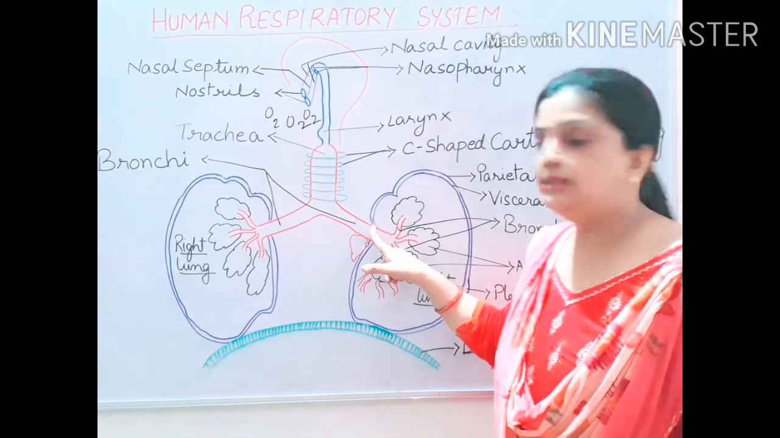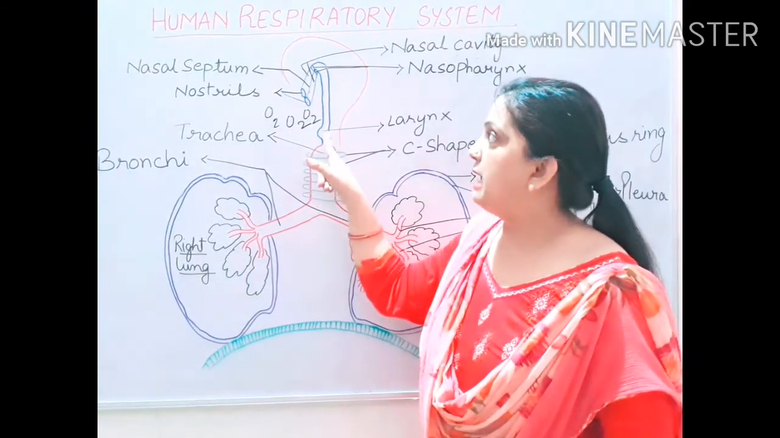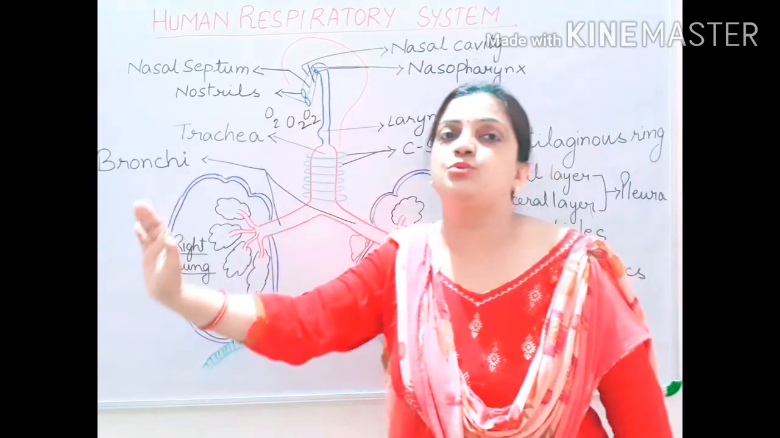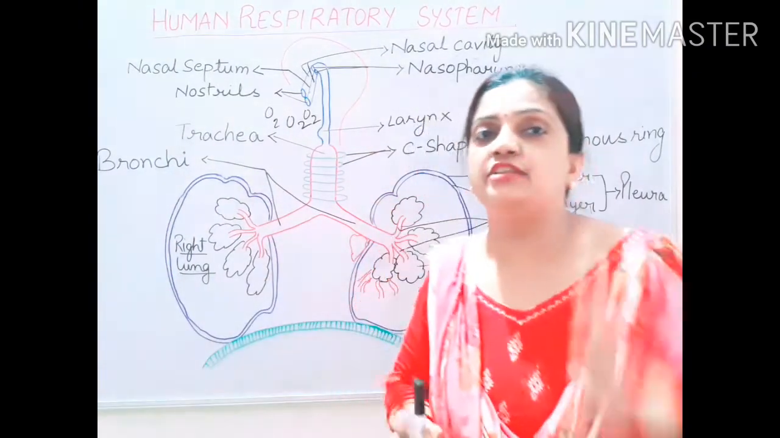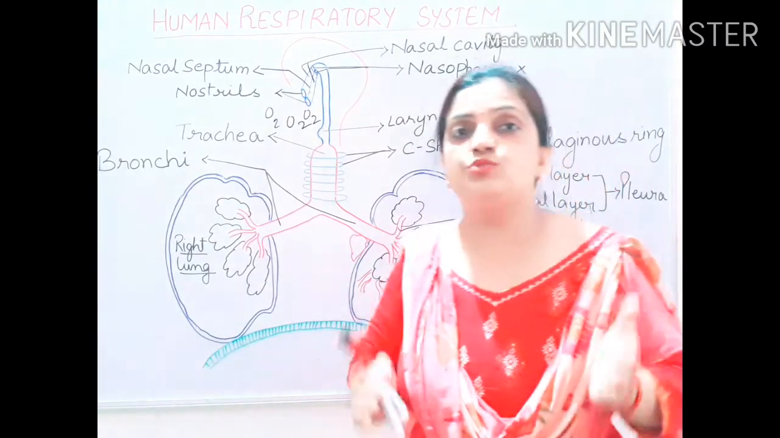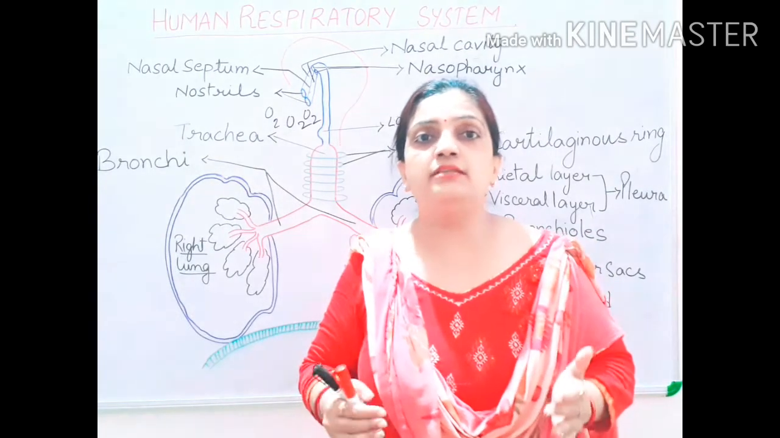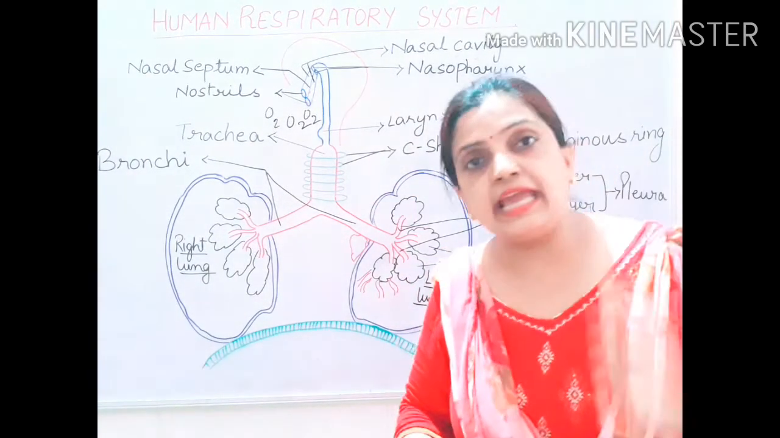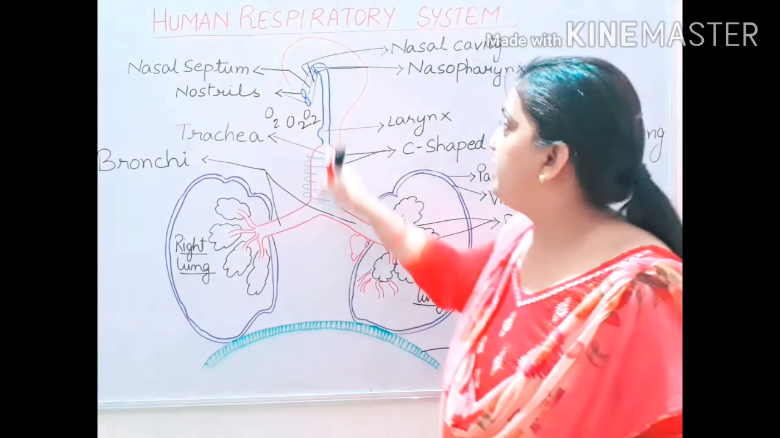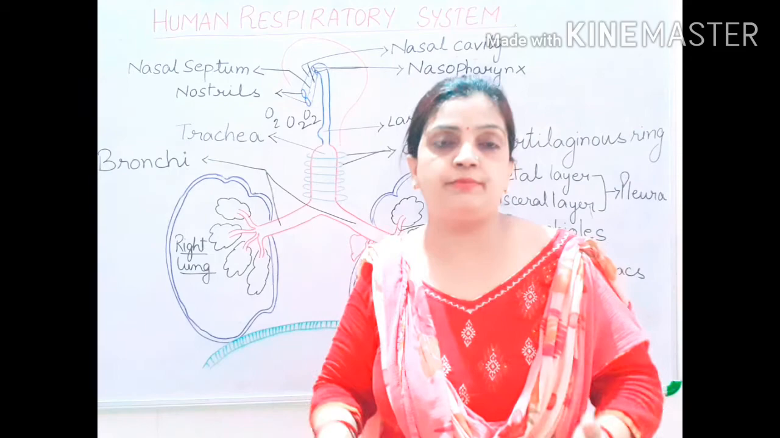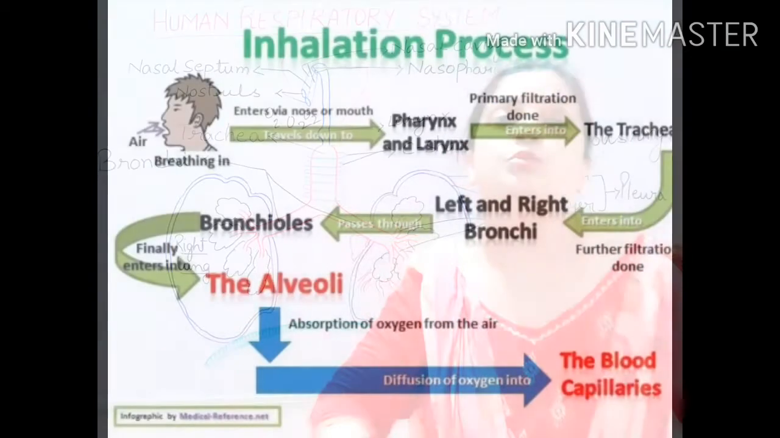bronchi, then trachea, larynx, nasopharynx and nostril. CO2 is thrown out. The same pathway will be repeated. The same pathway which was utilized during the taking of oxygen inside the body will be utilized for releasing the carbon dioxide into the atmosphere.